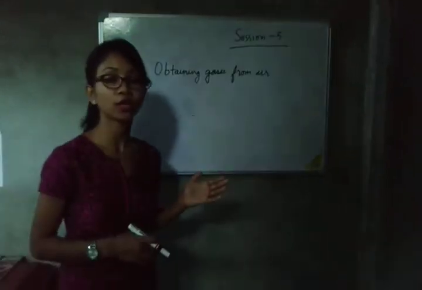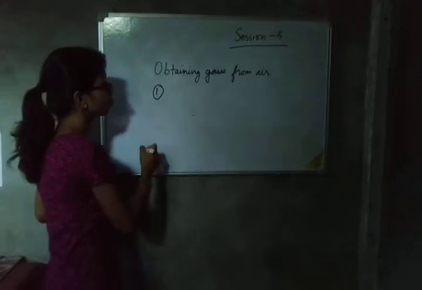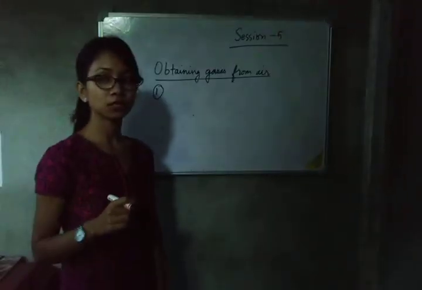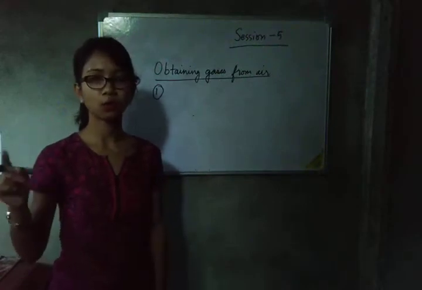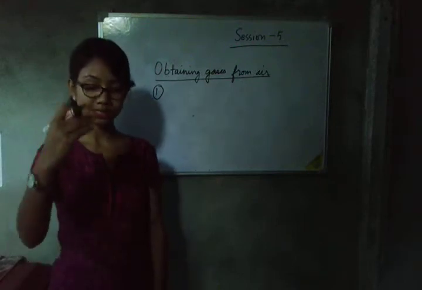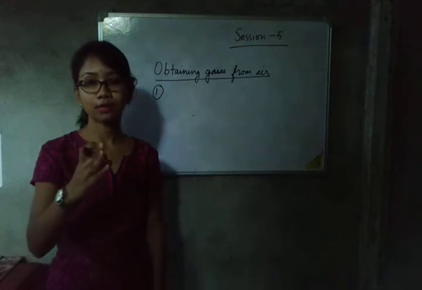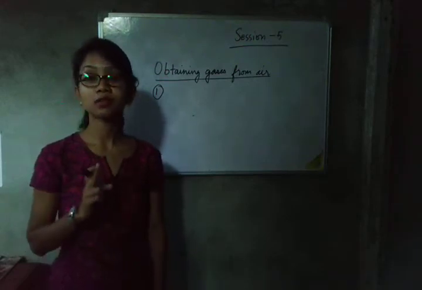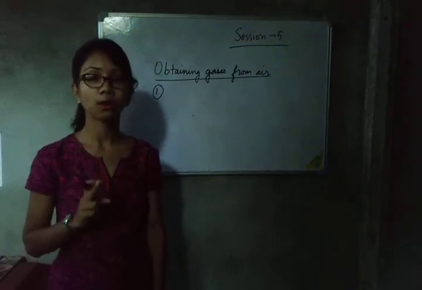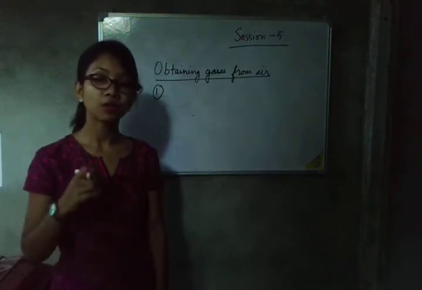In this process also, fractional distillation is used. In the first step, to obtain the gases from the air, one technique is present in the last chapter: that gases can be compressed. One example is the fire extinguisher. In the fire extinguisher we use dry ice, that is, dry carbon dioxide. This carbon dioxide is compressed in a high pressure cylinder.